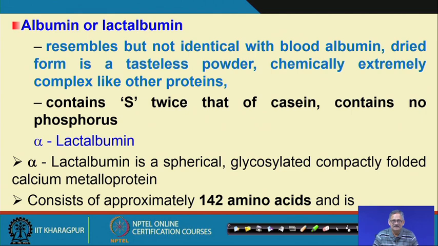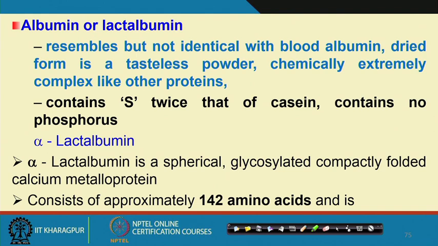Dried form is a tasteless powder, chemically extremely complex like other proteins. We have seen that proteins have big structures, polymers of many amino acids, many types of amino acids depending on the protein. So it is also complex in alpha lactalbumin, right? It contains sulfur twice that of casein and it contains no phosphorus. In casein we have seen some sulfur and phosphorus, but in lactalbumin there is no phosphorus, and sulfur is twice that present in casein. Sulfur content is very high, but phosphorus is not there, right?